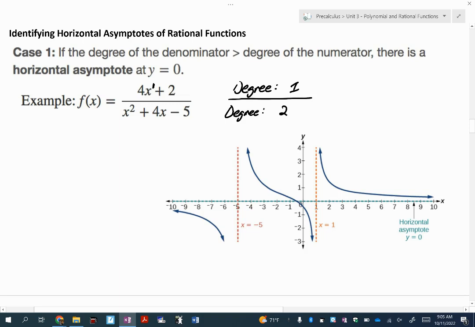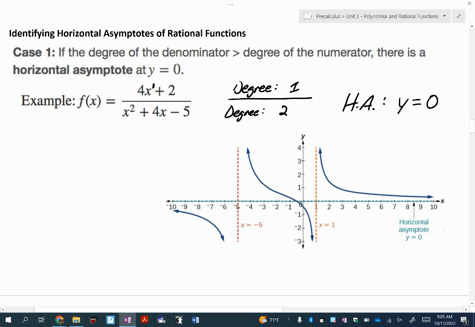So in this instance, when the degree of your numerator is actually less than the degree of your denominator, which I know in case 1 up here, if you're reading it, they have it switched. I always say it in that order, but it doesn't matter. As long as you know that if the degree of your numerator is less than the degree of your denominator, your horizontal asymptote, so I'm going to do HA for horizontal asymptote, will always be y equals 0.